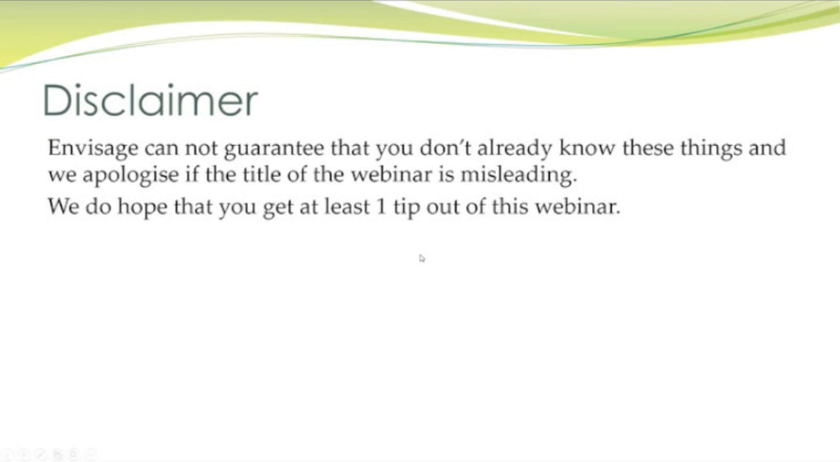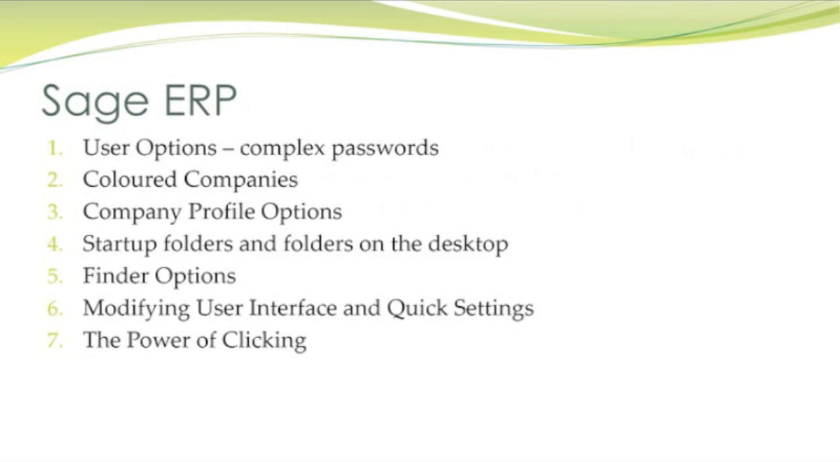Okay, so I'm going to move a little bit slow. I'll just have this PowerPoint slide here and quickly tell you the ones that I'm going to run through, but then I'll stay inside of Sage so that I'm not flicking back between the two applications. So this morning I'm going to talk about some things that I always find users don't know about passwords and complex passwords. We're going to have a quick look at how to colour the companies, some options in the company profile settings, things to do with startup folders and folders on your desktop and customizing so that you can streamline processes, some finder options that I commonly find that users don't know about and can save them a few clicks of the mouse.